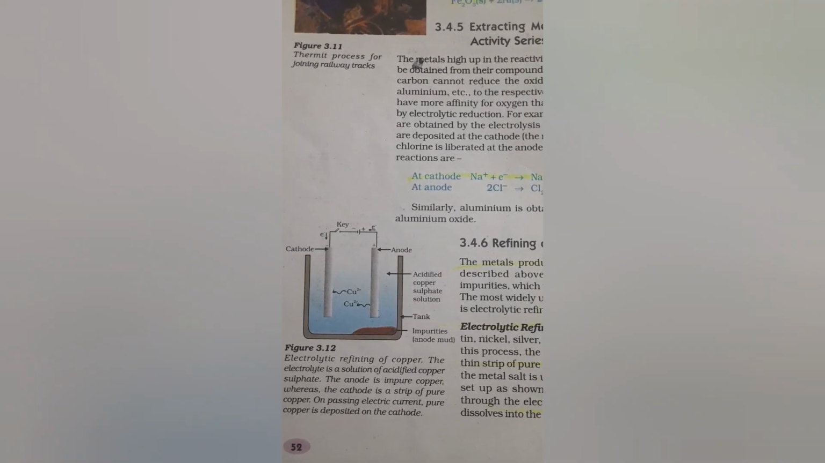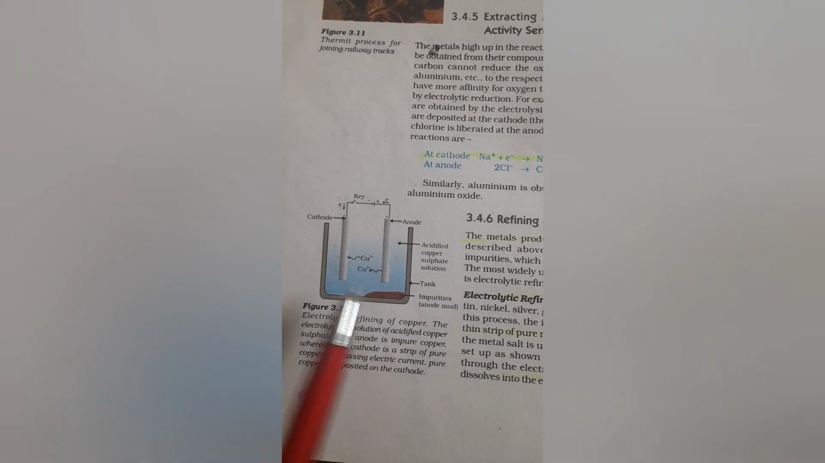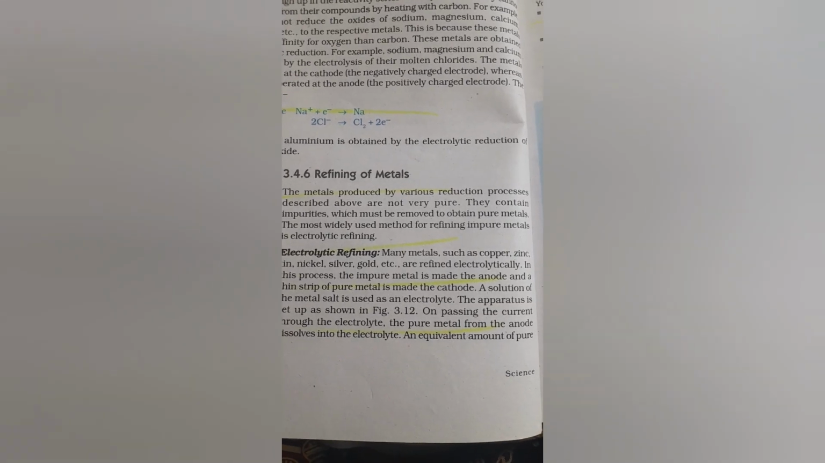So you can see the setup for electrolytic refining. This is done for copper. The electrolyte is a solution of copper sulfate, the anode is the impure copper, and the cathode is a strip of pure copper. This is the tank, and the anode mud is collected over here. When an electric current is passed, pure copper is deposited at the cathode. Many metals like copper, zinc, tin, nickel, silver, gold are all electrolytically refined to finally purify them.